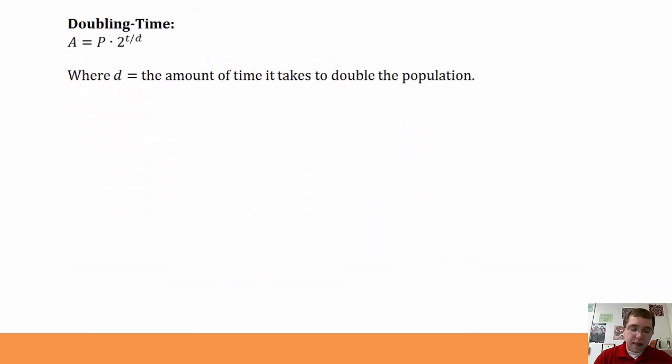Doubling time. A equals P times 2 to the T over D power. Again, t is the variable, it's time. A and P are exactly what they were before. A is the amount after a certain period of time. P is the principal amount, the amount that you start with. D here is the amount of time that it takes to double the population.